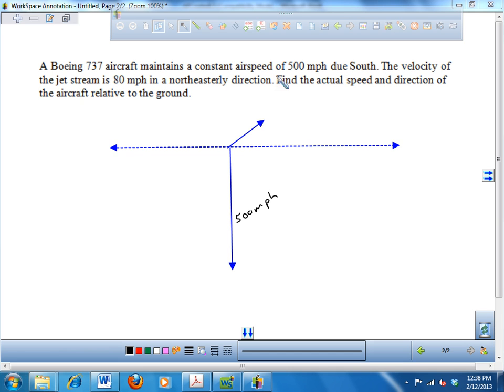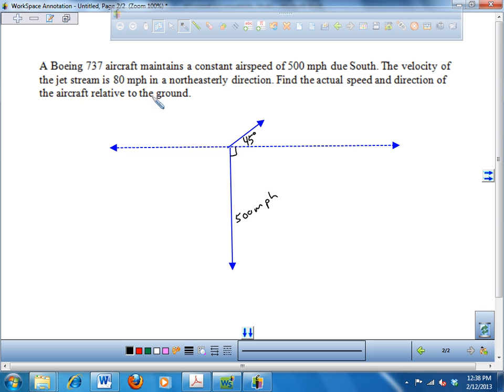The velocity is northeasterly. If it says northeasterly, you assume that it's exactly northeasterly. That angle right there is 45 degrees, and this angle is 90 degrees. What they want to know is the actual speed and direction of the aircraft relative to the ground.